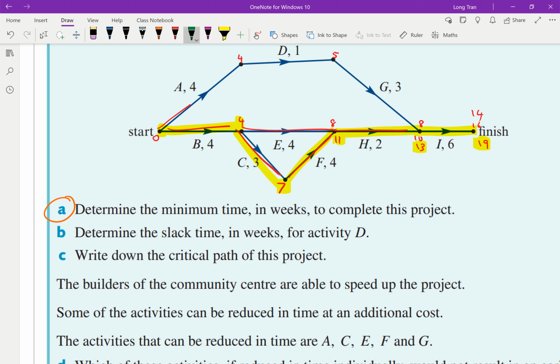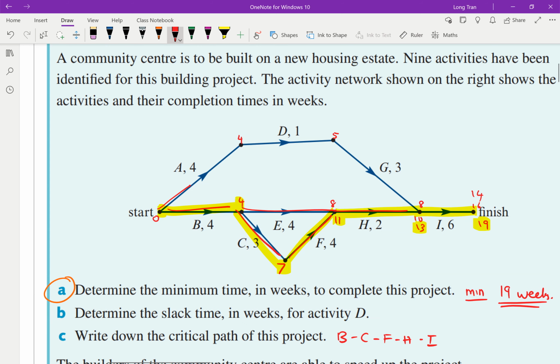So I can then say the answer for this question, determine the minimum time, is clearly 19 weeks. Okay, that's how long it takes to complete this entire project. The critical pathway that we can see here is B, activity C, activity F, activity H, and activity I. Determine the slack time in weeks for activity D. So then I'll look at D.